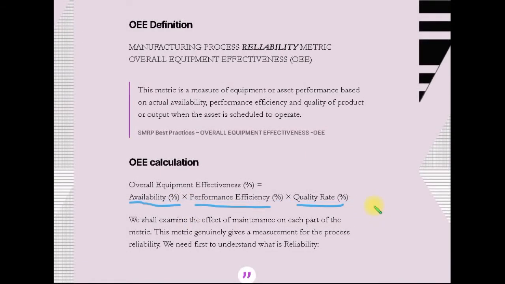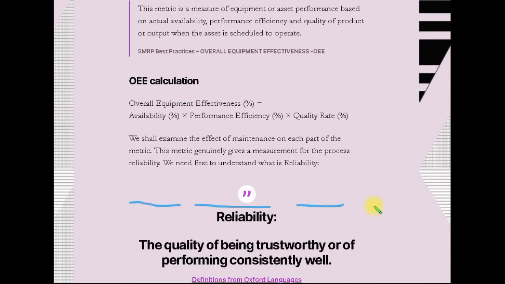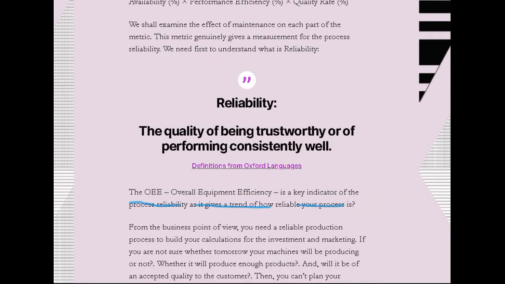Reliability is the quality of being trustworthy for performing something very well, consistently well. So what is important to us is to make sure that we are doing very well in our production. So it is reliability of the manufacturing process. We need to make sure that our manufacturing process is trustworthy. So why do we need our manufacturing process to be trustworthy? We need it just to make sure that tomorrow, when we plan our production, we are going to invest in some equipment, we are going to invest in some marketing, we are going to make some deals.